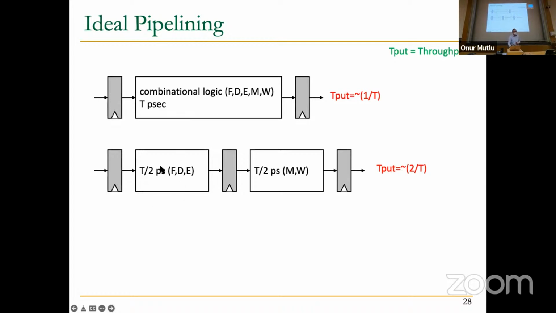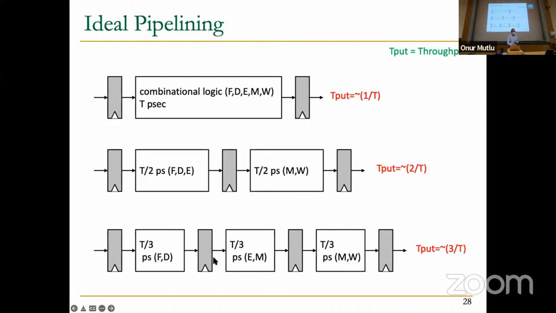If you look at the combinational delay, it's still t, but we're not going to be able to achieve that perfectly. This is really assuming perfect partitioning. And throughput hopefully is 2 over t. Basically, you finish 2 instructions every t units of time. So this is ideal. And if you keep increasing the pipeline stages, you divide the t by the number of pipeline stages, t over 3 in this particular case.